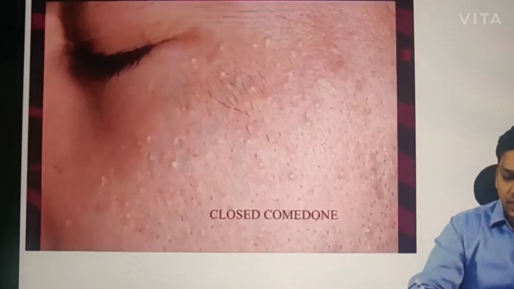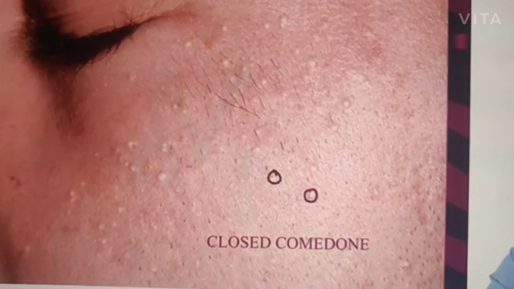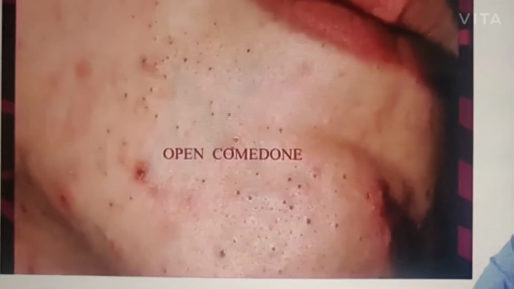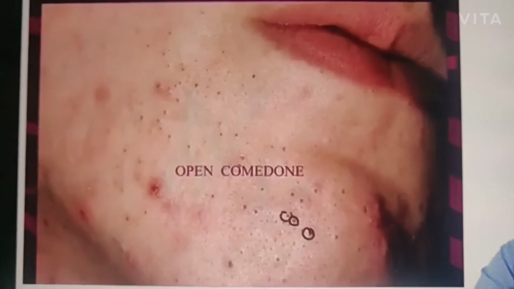This patient has these small lesions, and these lesions have an intact epithelial lining over them. So these are closed comedones. While when there is disruption of the epithelial lining, they appear black in color.